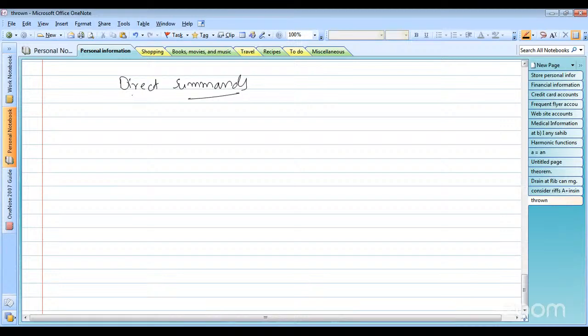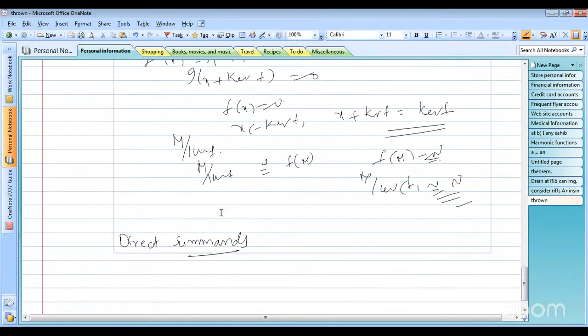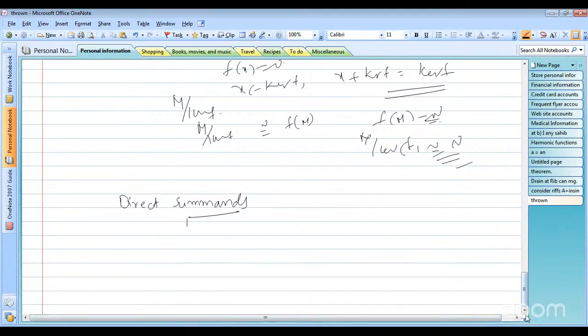We learned the earlier fundamental theorem of homomorphism: M by kernel f is equivalent to n. We know that. So in this one we introduced the concept of the direct summand also. Obtain necessary and sufficient conditions for a submodule to become a direct summand. So before the direct summand, you can take the submodule. Let one theorem we have taken here, the direct summand.